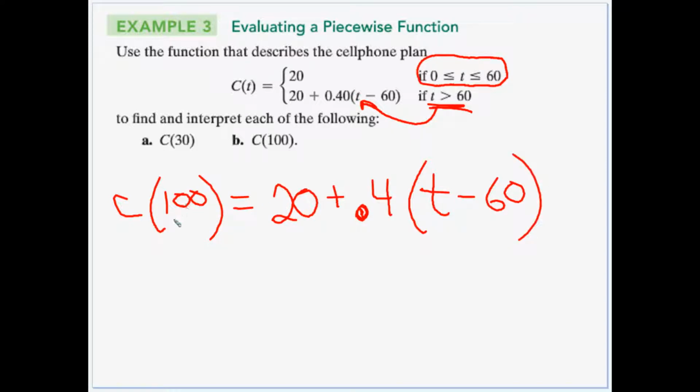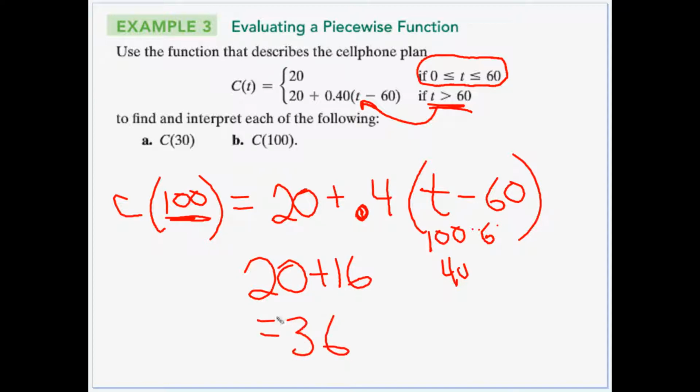And these computations are pretty straightforward. If we put 100 in here, 100 minus 60 is 40. 40 times 0.4 is 16. 20 plus 16 is $36. Let's put a dollar sign on there, we're talking money. So the interpretation is, we've used more than 60 minutes. We've gone above the flat rate of $20. So since we made an extra 40 minutes of calls, our bill is now up to $36.